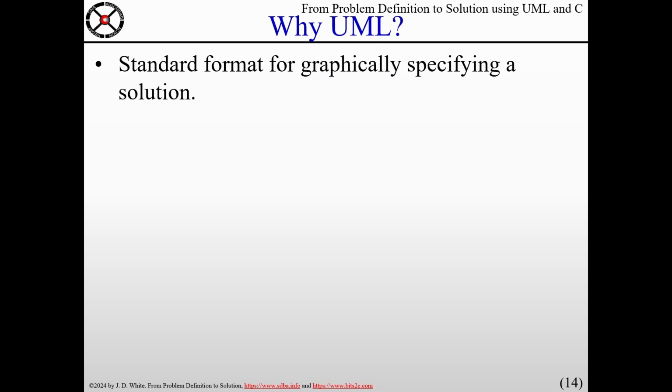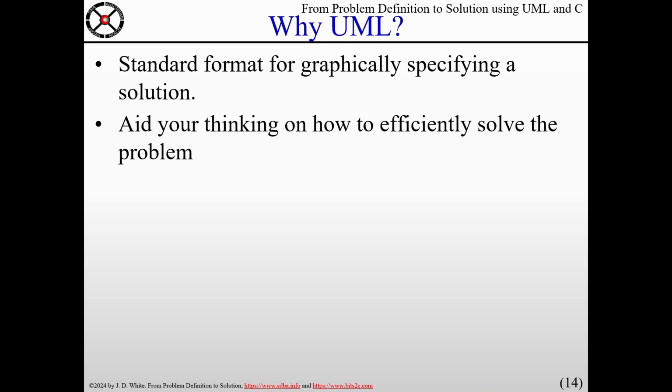Actually, for a lot of different fields, UML can be used. We're using UML activity diagrams, but you can also use other types of UML for doing object-oriented programming, for chemical process flow, and most things can be done under the UML diagram setup. Okay, so it's a standard way of specifying a solution graphically.